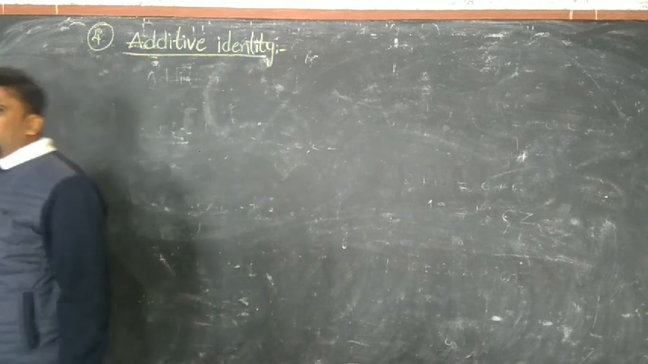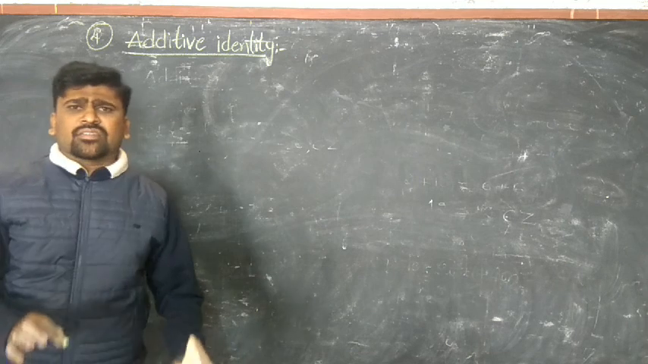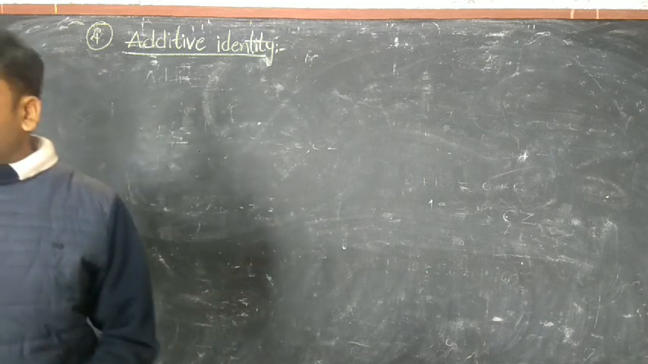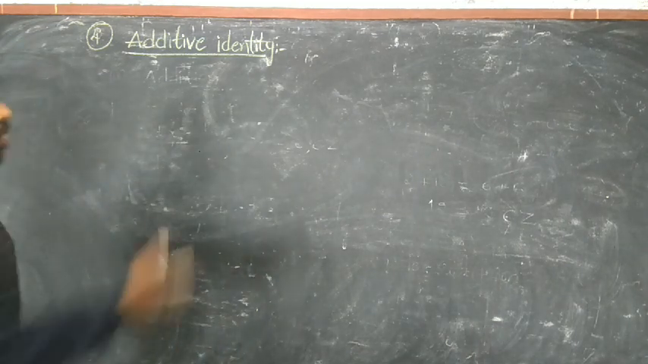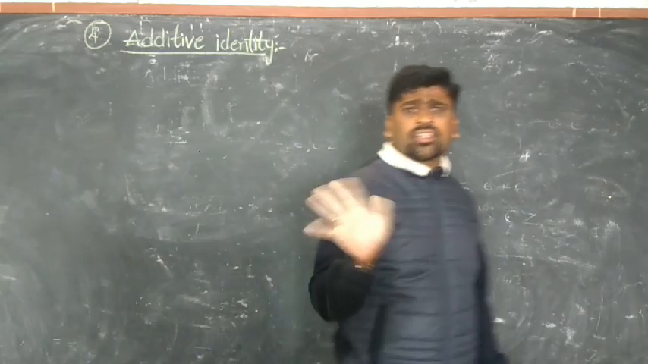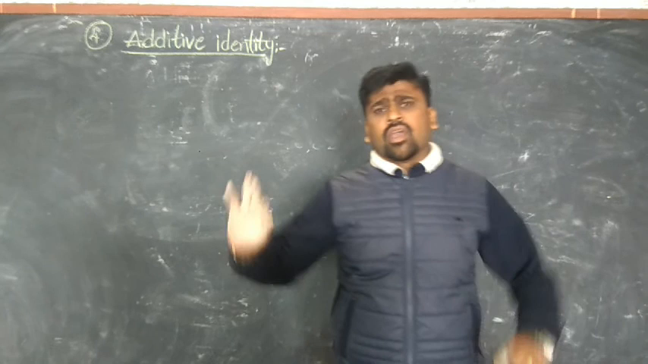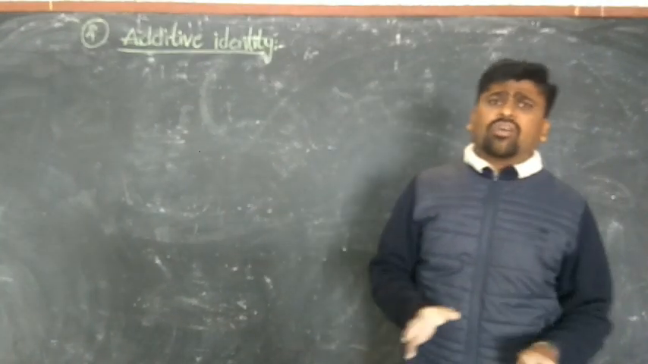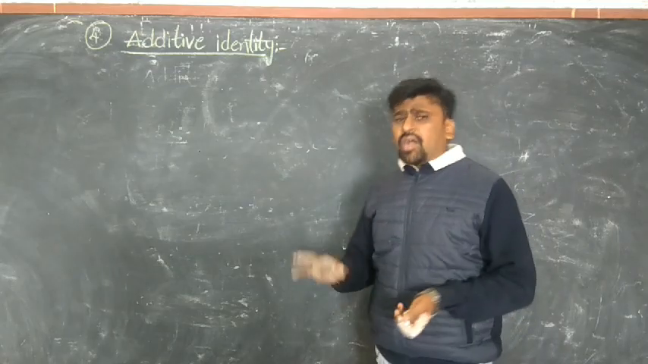Additive identity. It is one very simple rule. It comes for only addition because the word itself indicates the additive identity. Subtractive identity we are not discussing. Only regarding in your syllabus that is given, additive identity.